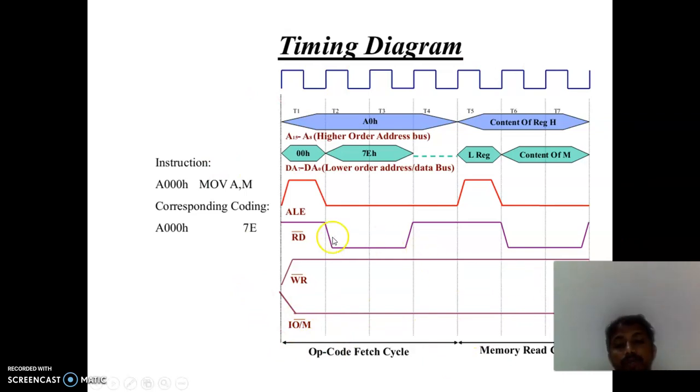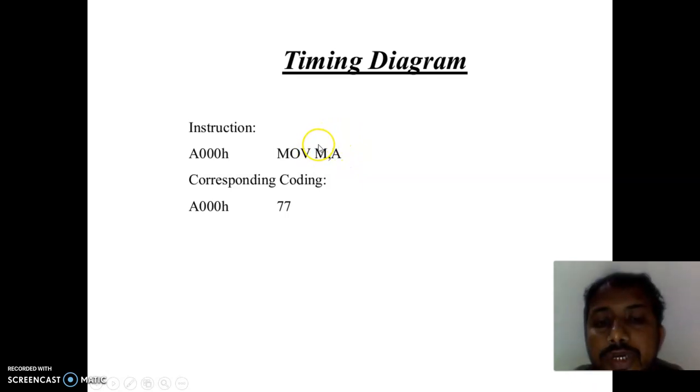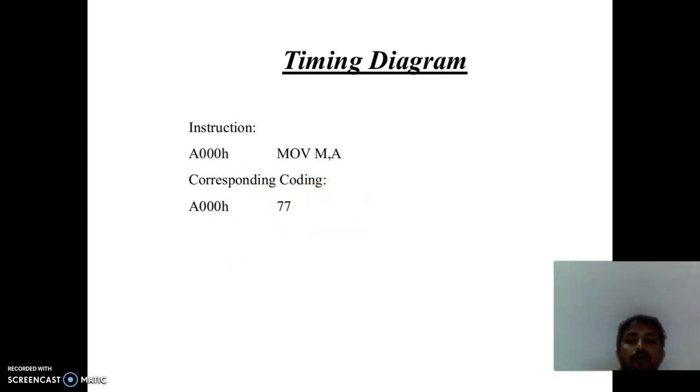Now, next example, if you take MOV M comma A. Here the content of A is to be moved, or copied, into the memory location. So what is this one? A write operation. You are writing something into the memory. So the opcode would be the same thing; 77 would be the single opcode. Now here we won't give the memory location address. Nothing would be present in the program.